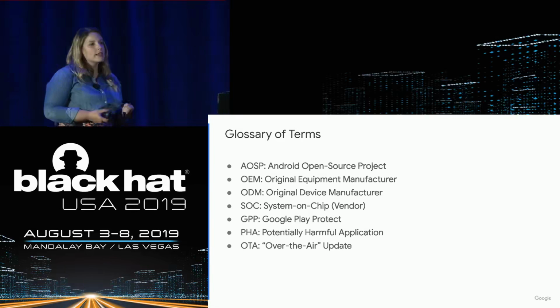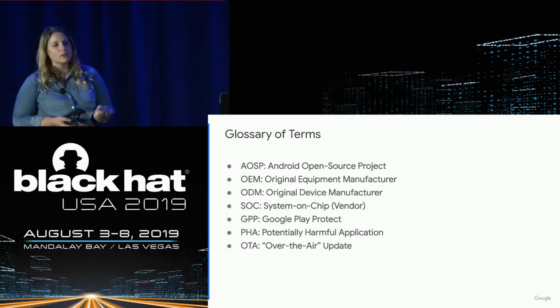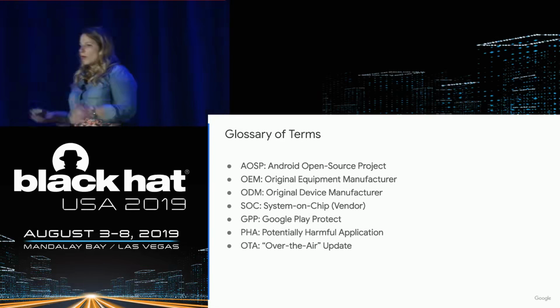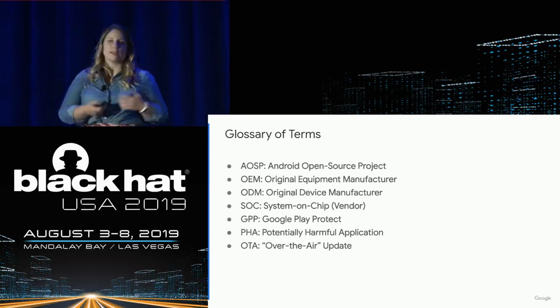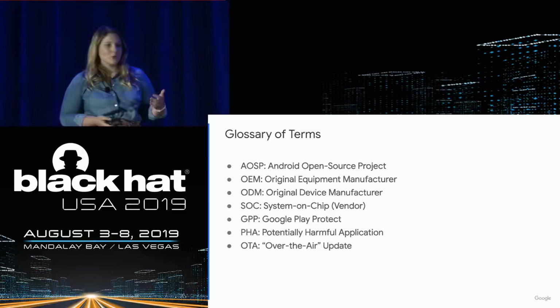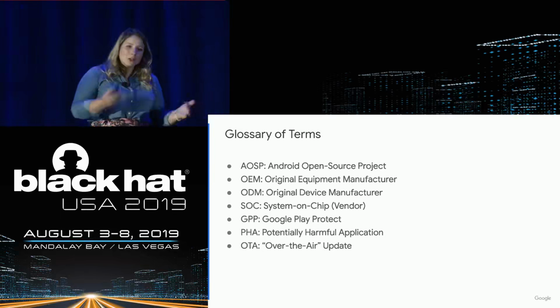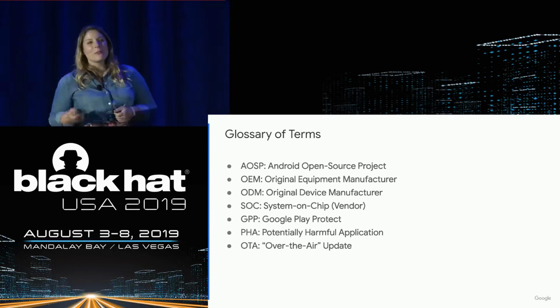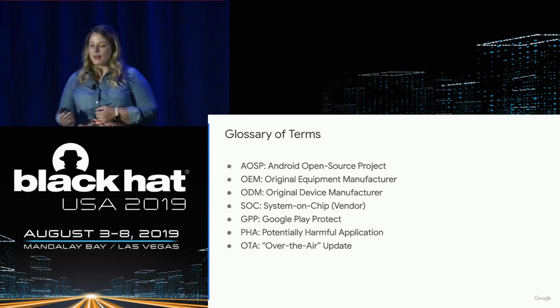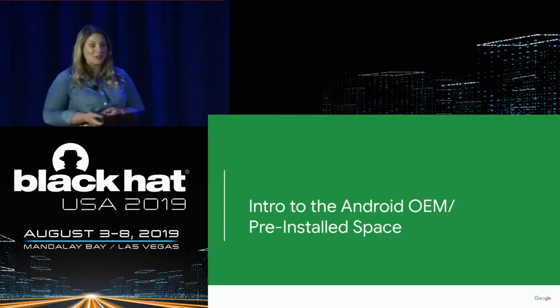Google Play Protect is the built-in antivirus solution. So my team has the ability that when we find bad apps, we flag those through Google Play Protect, and that propagates to all Android certified devices if the user has it enabled. And from the Google Play Protect perspective, PHA is sort of what we call malware, potentially harmful apps. So let's get into it.